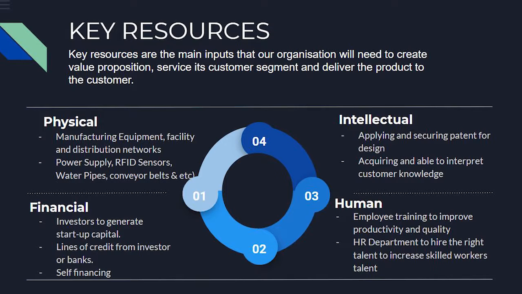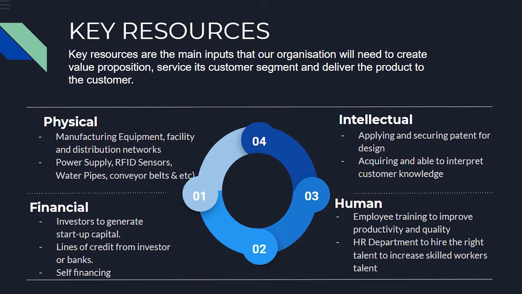The next type of key resources is financial. Financial key resources are very important because for every product to be built, you would need monetary funding so that you can raise funds. The methods you can use to raise funds are through investors to generate startup capital, lines of credit from an investor or banks, or lastly self-financing.